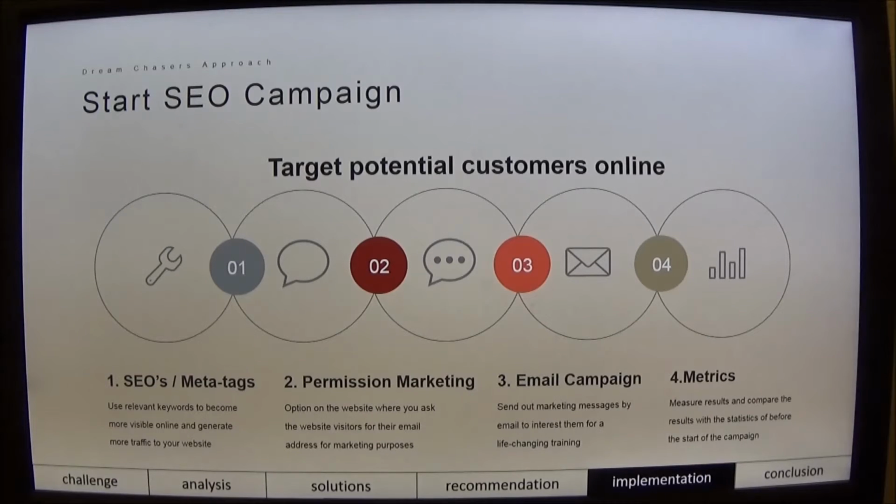So actually sending the email campaign would be stage 3. You have a database which comes from the permission marketing, and now you send targeted emails to them to really interest them in a life-changing training. Like with everything you do, you need to track and measure your results, compare them with the results from before and after, and see if things improved and by how much.